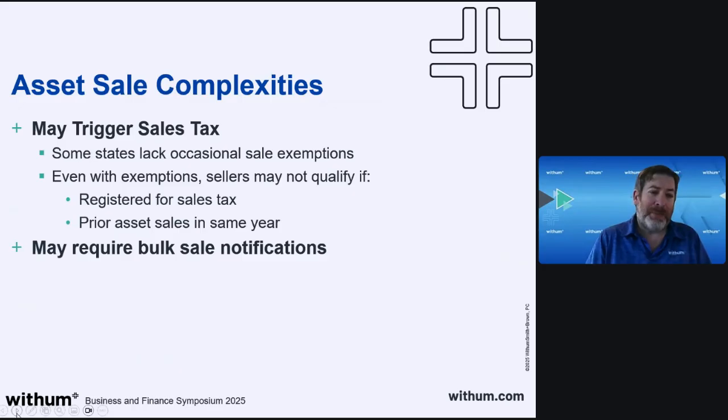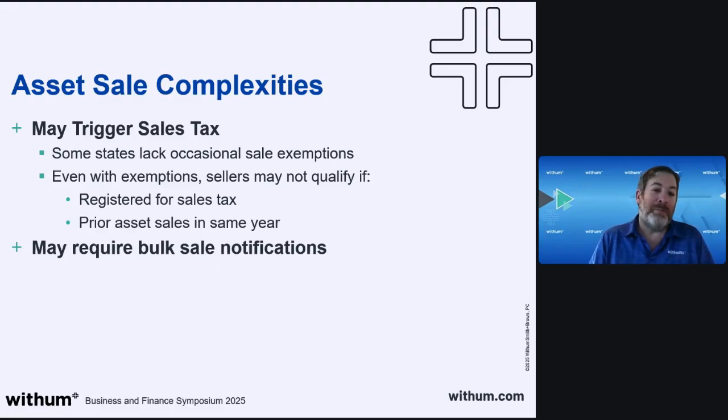So asset sales, just because you're buying all the assets doesn't mean that there are no complexities. Actually, there's significant complexities in an asset sale. The first one is that if you're buying the assets of a business, you may trigger sales tax. Not all states have an occasional sale exemption. Some do, some don't. But even if there is an occasional sale exemption, a seller may not qualify if they are registered for sales tax. Sometimes an occasional sale exemption is only applicable to someone who ordinarily isn't making taxable sales. Or again, occasional sales exemptions may only apply if you've only had 2 occasional sales in a year.